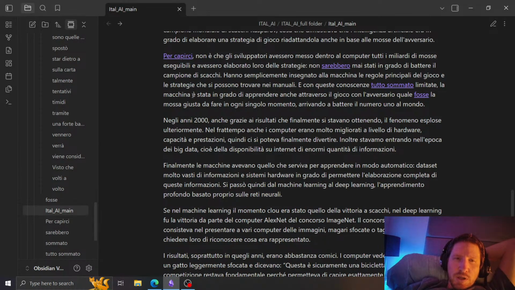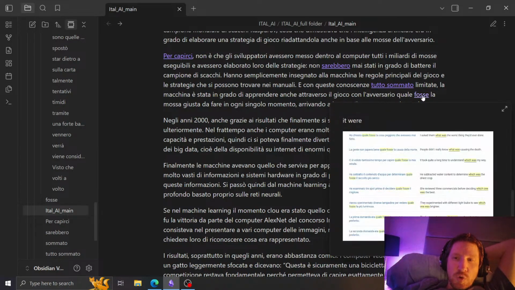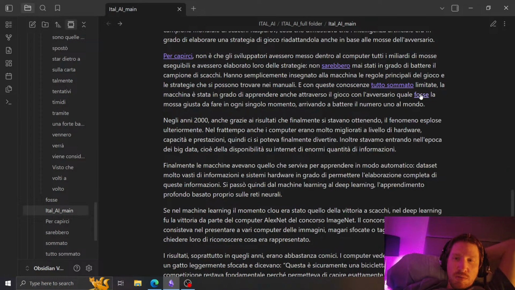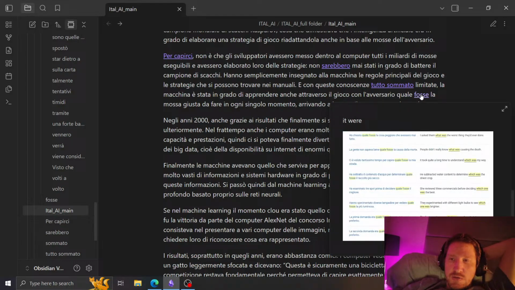Ok, la macchina è stata in grado di apprendere anche attraverso il gioco con l'avversario quale fosse la mossa giusta da fare in ogni singolo momento, arrivando a battere il numero uno al mondo. So, which would be the right word. Okay, that makes sense, dude.